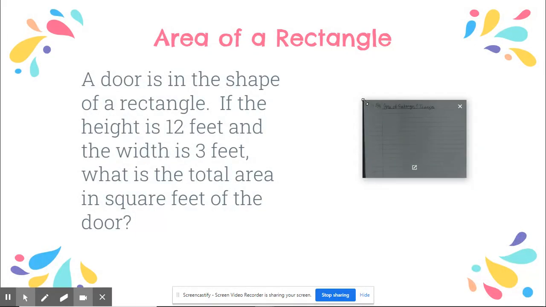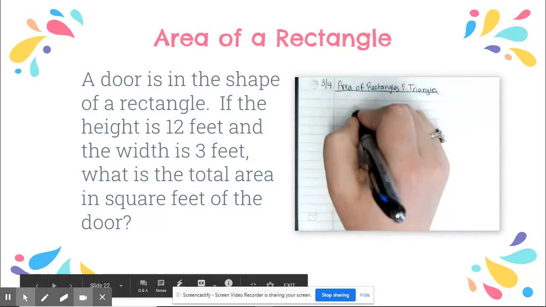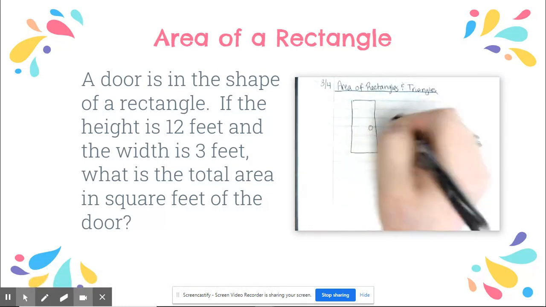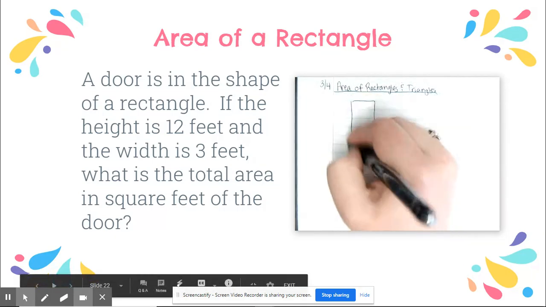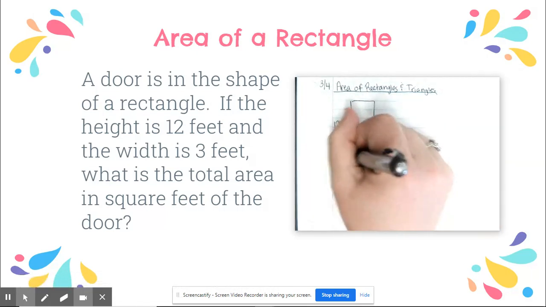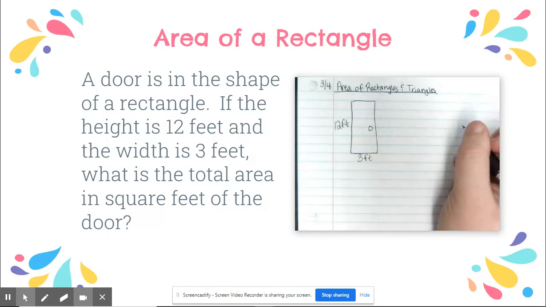Okay, so let's look at it. My area of a rectangle problem says a door is in the shape of a rectangle. There's no picture, so I'm going to draw it. I know a door looks like this, so I'm going to draw a little door like that. If the height is 12 feet, so how tall it is, 12 feet, and the width is 3 feet, how side to side it is, what is the total area in square feet of the door?